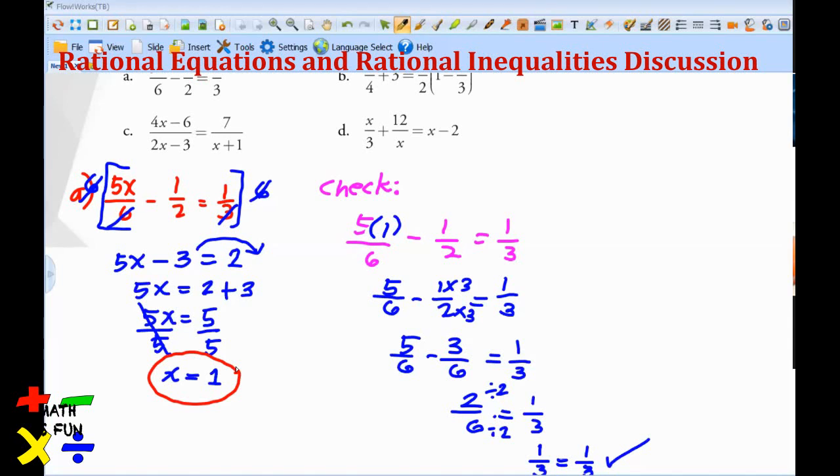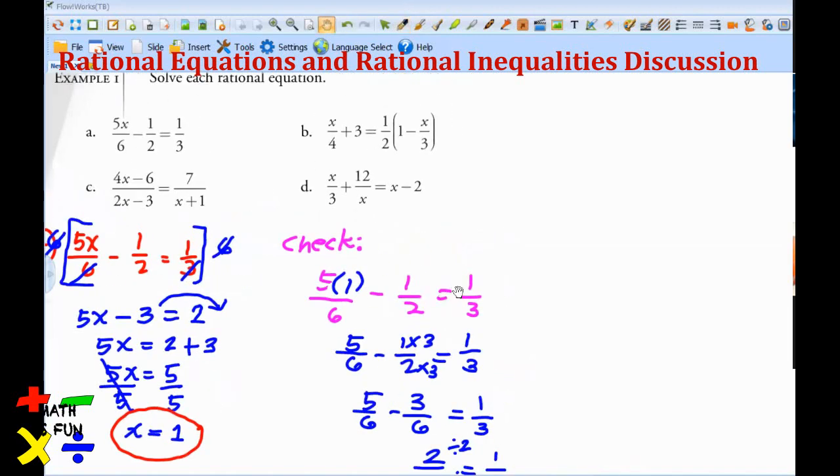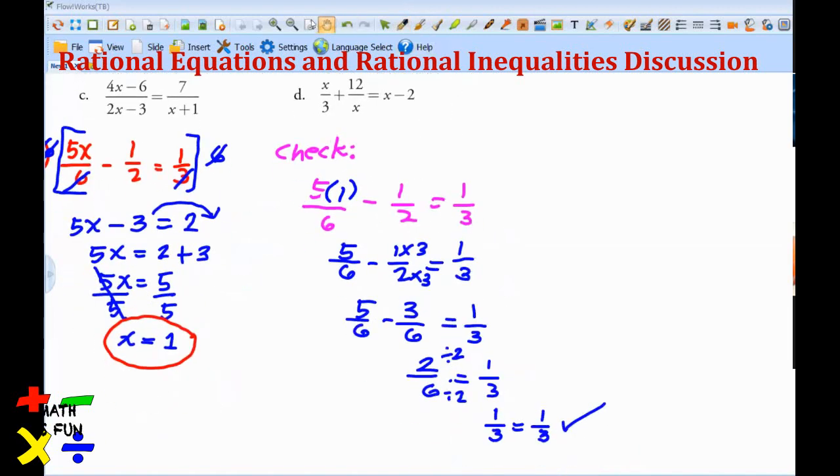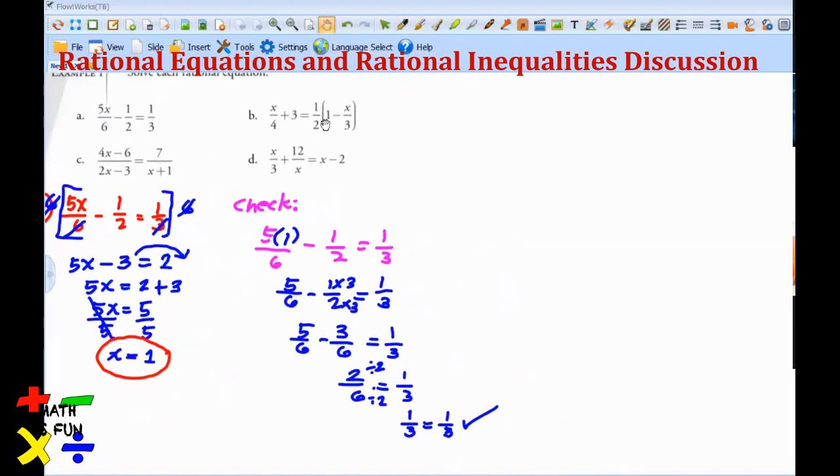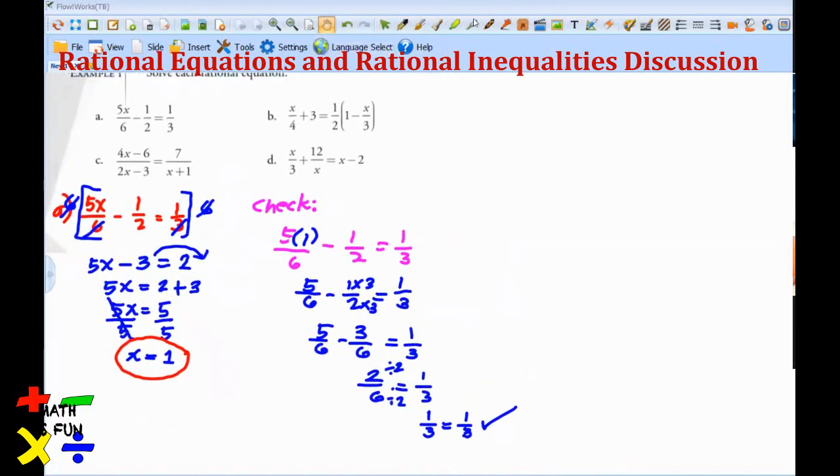Now let us have our letter B. So let's make it a little smaller. B, we have x over 4 plus 3 equals half times 1 minus x over 3.